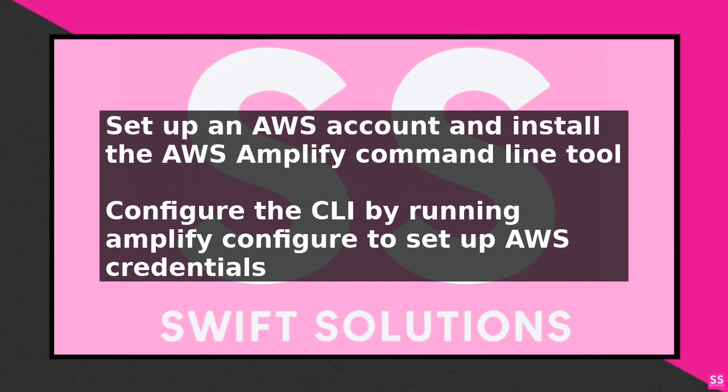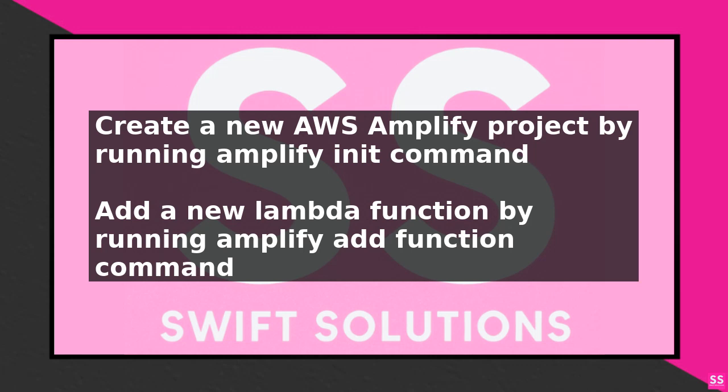After creating the function, navigate to the function directory and edit the index file to add your code. This is where you will write the logic for your Lambda function. For example, you can use Node.js to create a simple API endpoint that returns a hello message.